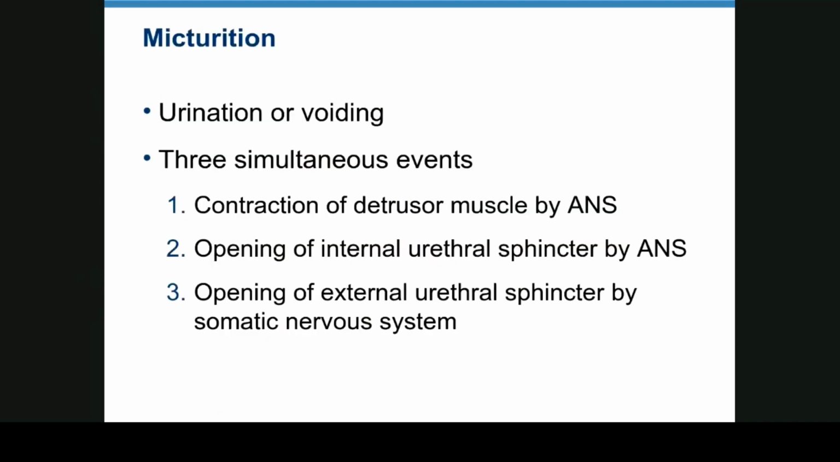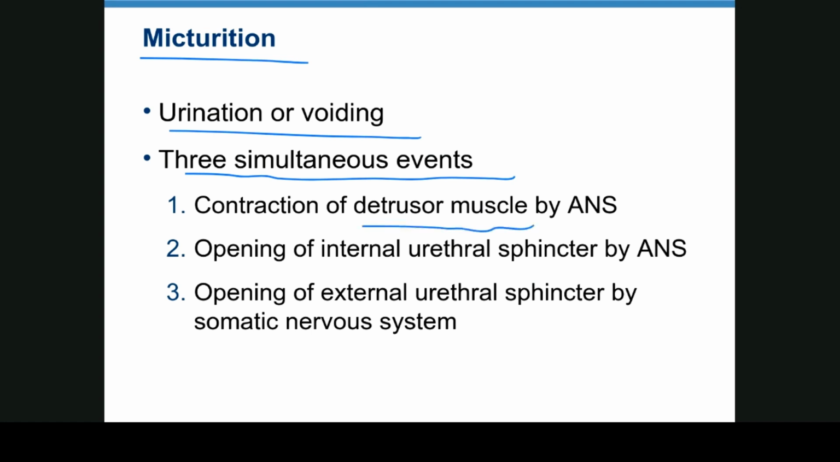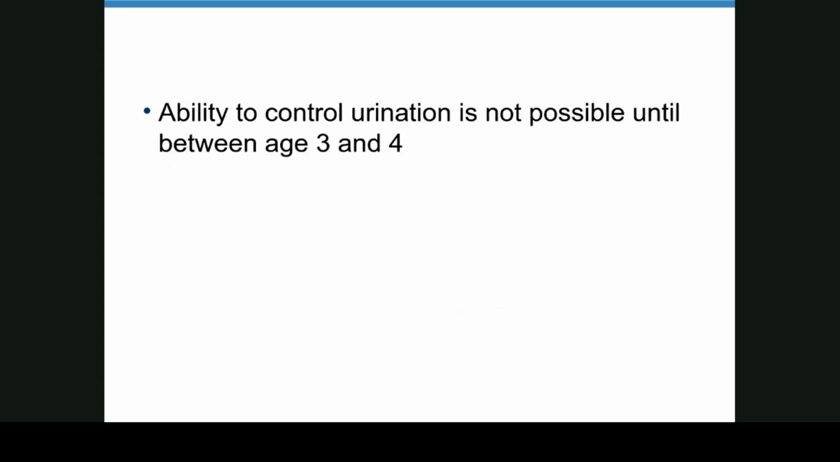Okay, micturition is urination, the act of voiding. It requires three simultaneous events: contraction of the detrusor muscle by the autonomic nervous system, opening of the internal urethral sphincter by the autonomic nervous system, and opening of the external urethral sphincter by the somatic or voluntary nervous system. The ability to totally control urination is not possible until between ages 3 and 4.